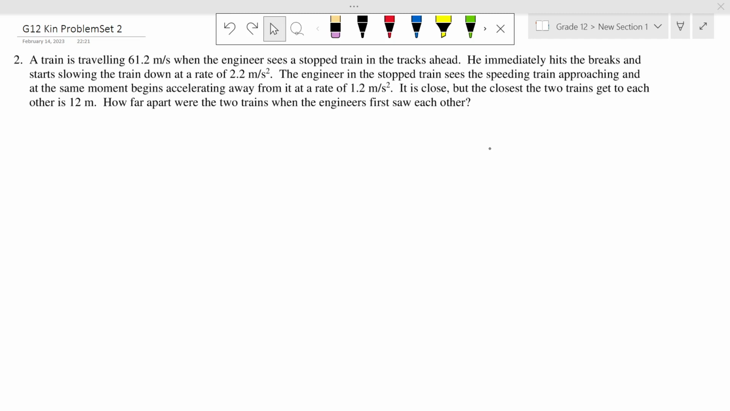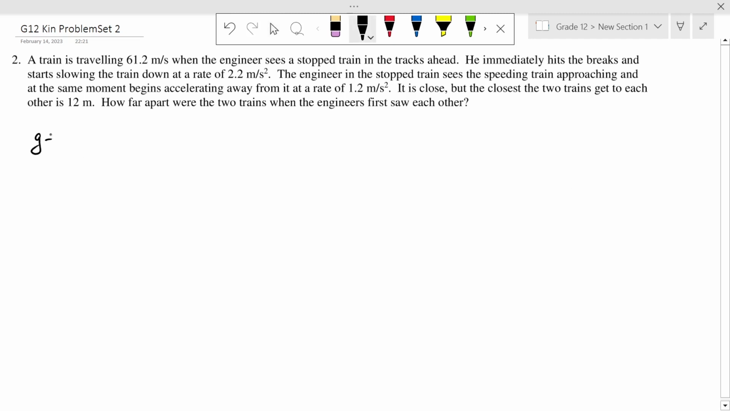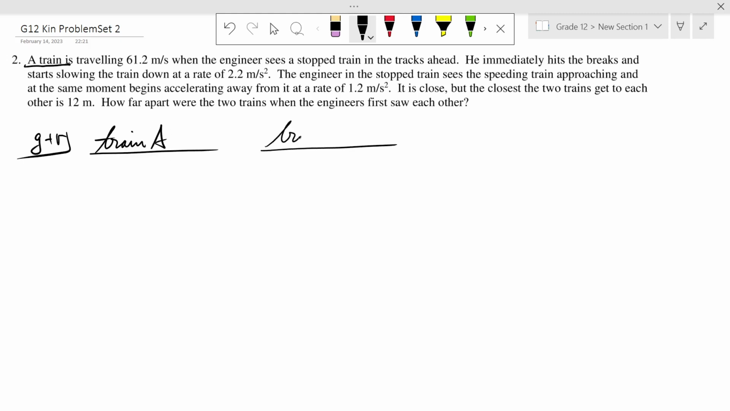So when time equals 0. This is a pretty tough question if you can't visualize what's happening. But to begin, I'll just set up my given and required. I will have two trains. I will call train A the train that's traveling 61 meters per second, and then train B the one that was stopped and is accelerating at a slower rate.